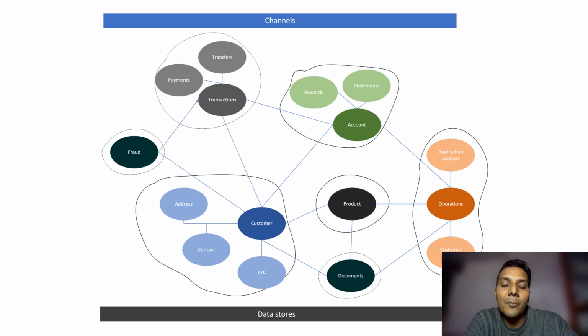One subdomain has an aggregate and related entities. So it has one core entity. For example, the account bounded context has account as its core entity, customer has customer as its core entity, and there are some related entities.